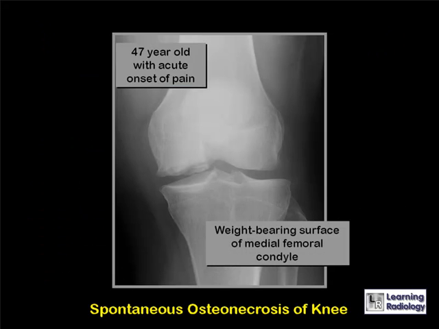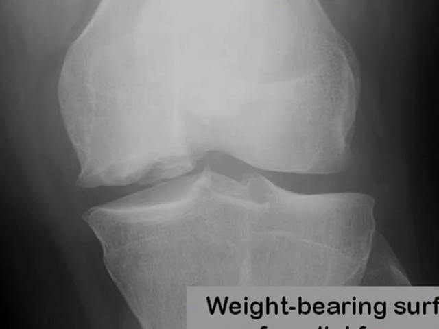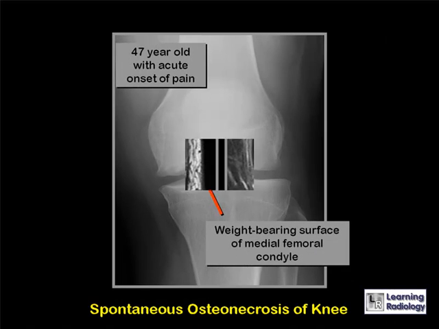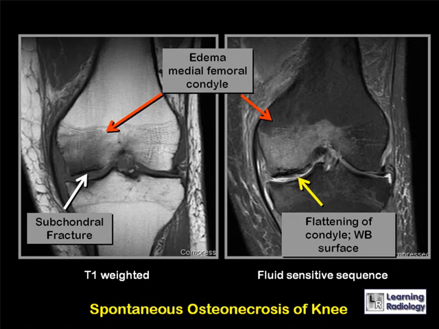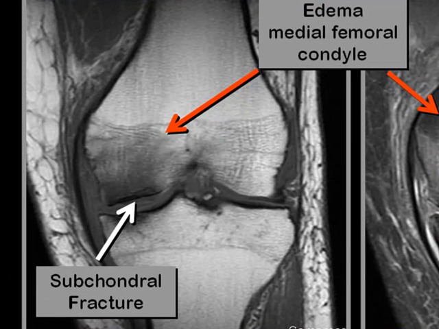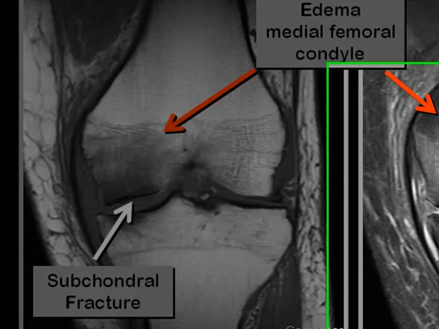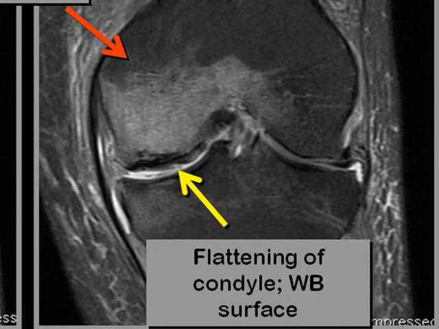This is a frontal view of a knee in a 47-year-old who had the acute onset of pain, and we can see that there is a defect on the weight-bearing surface of the medial femoral condyle. MRI shows bone edema on the T1 weighted image with low signal intensity in the medial femoral condyle and the subchondral fracture. On the T2 weighted image, there is flattening of the medial femoral condyle on its weight-bearing surface and associated edema of the medial femoral condyle.